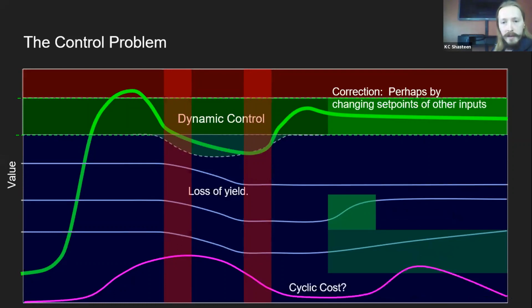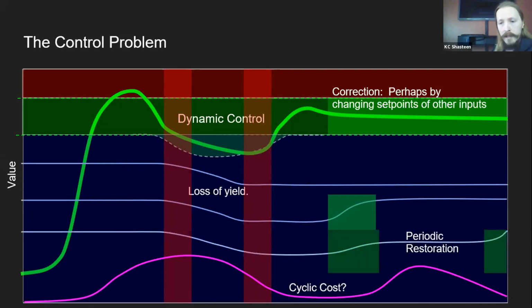And there's also a possibility that the cost can come back and reappear in a cyclic manner, that we'd see that with energy, for example, and peak hours being at certain times of day. If that were to occur, we can do things like introducing a periodic restoration of the crop to its normal, or desired, I should say, yield level.